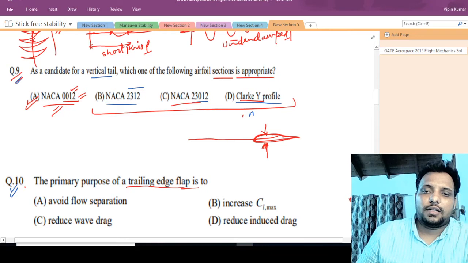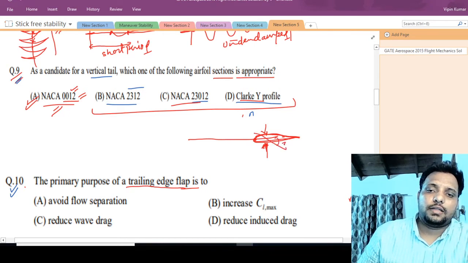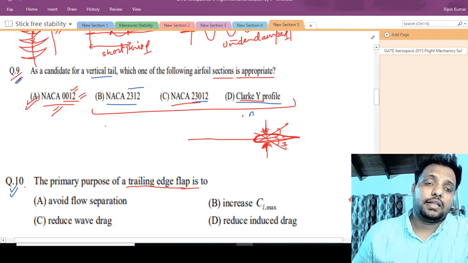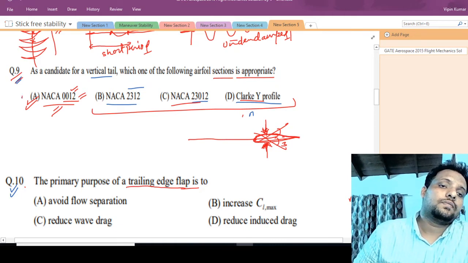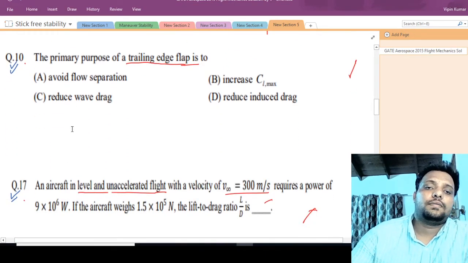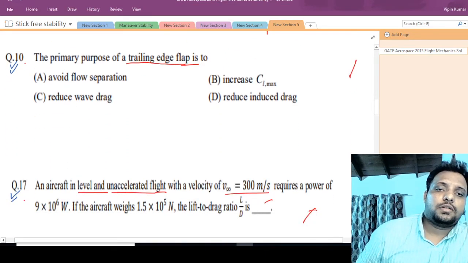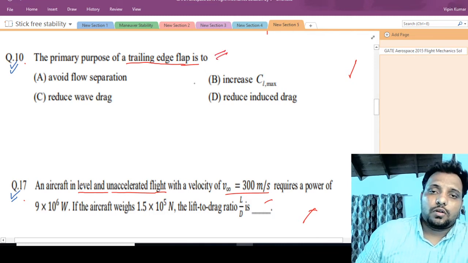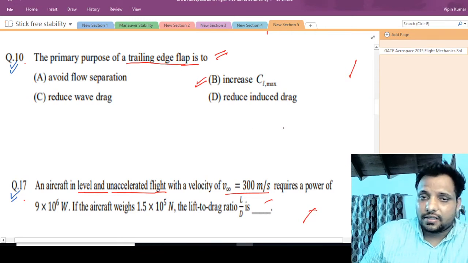If I deflect the angle on this side by 3 degrees or on this side by 3 degrees, in both cases there should be a change in lift with equal magnitude, and that is only possible when I use the symmetric airfoil. That is why answer A is correct. Then, primary purpose of a trailing edge flap. Very simple question. To increase the CL max, because a flap is basically a high lift device.